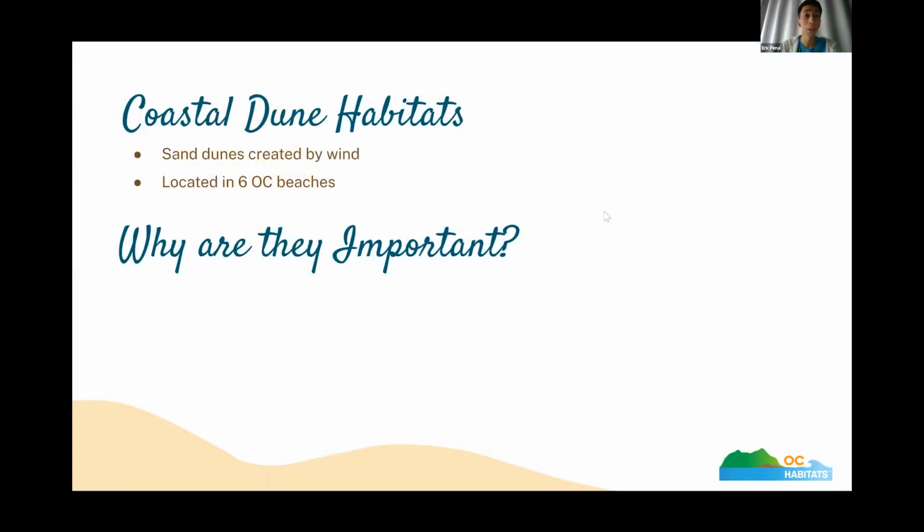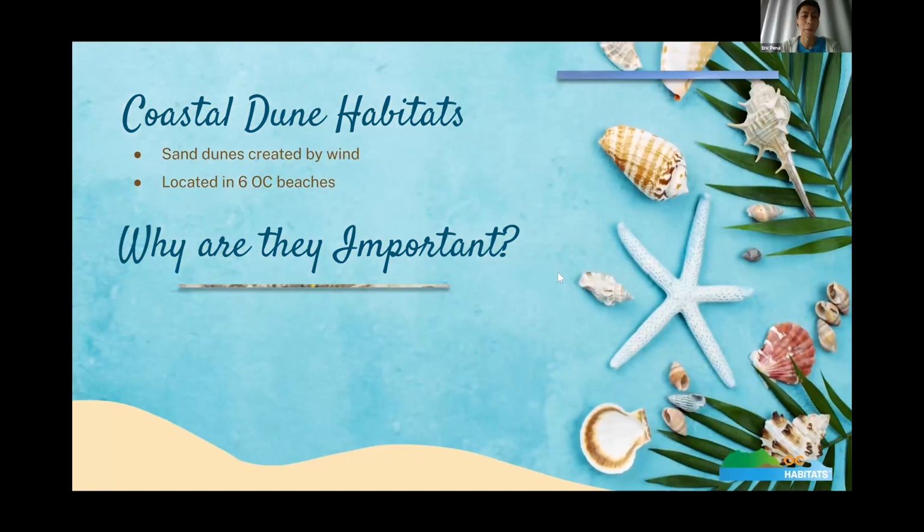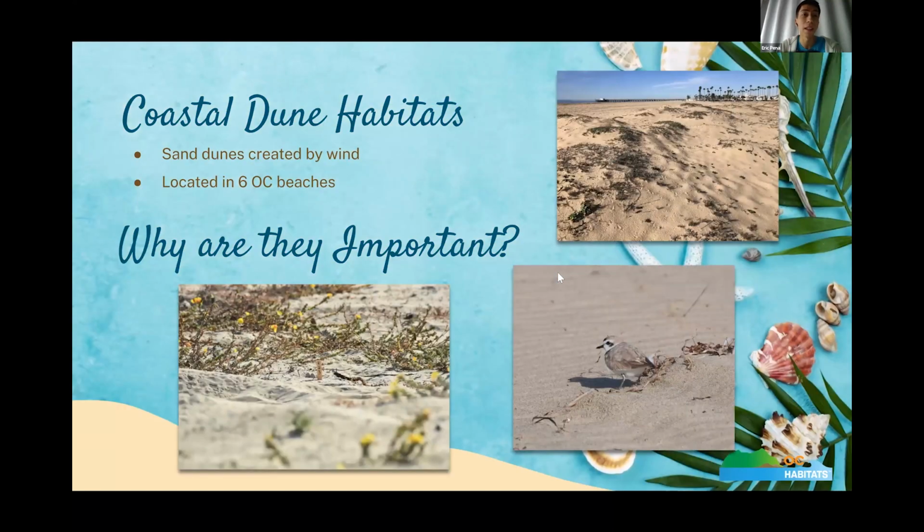habitat. Coastal dune habitats are habitats that consist of dunes or mounds of sand that are created by the wind coming from onshore direction onto the beaches. And coastal dune habitats are located all throughout the California coast. And you can find these in 6 beaches in Orange County. These beaches include Seal Beach, Bolsa Chica, Huntington Beach, San Clemente, and Chessels. And these coastal dune habitats are in marine protected areas as well.